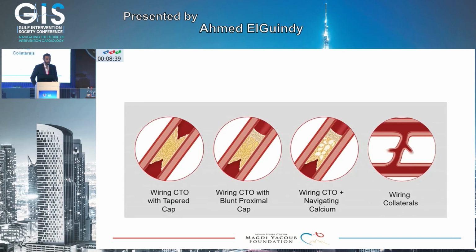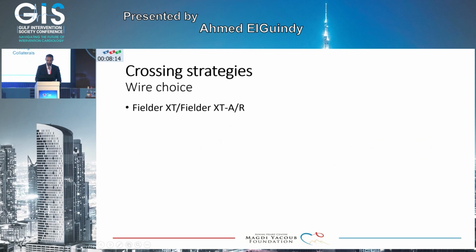And when we look at the different morphologies of the proximal cap and the CTO segment, you really want to understand whether this is a tapered proximal cap, and that usually entails that it is clearly defined or non-ambiguous, or is it a blunt proximal cap, be it ambiguous or not. And you also want to understand whether there's a lot of calcification within the CTO body or not.